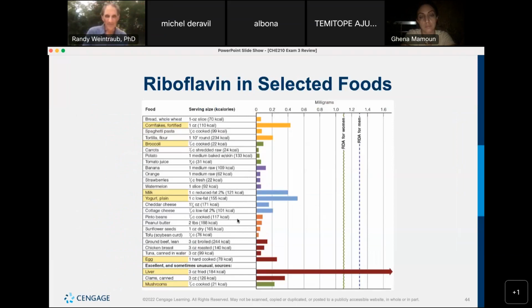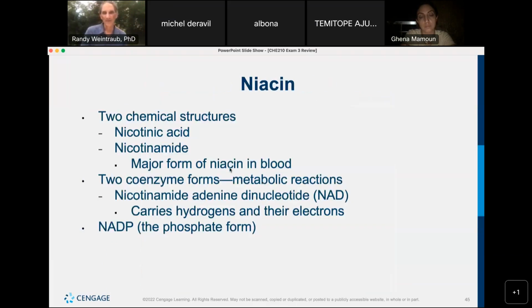Some of the good sources of riboflavin: dairy there. And niacin. Niacin is also in energy, and generally you could see it in the metabolic maps. You could see riboflavin, niacin throughout, and we don't have to know more detail than that.